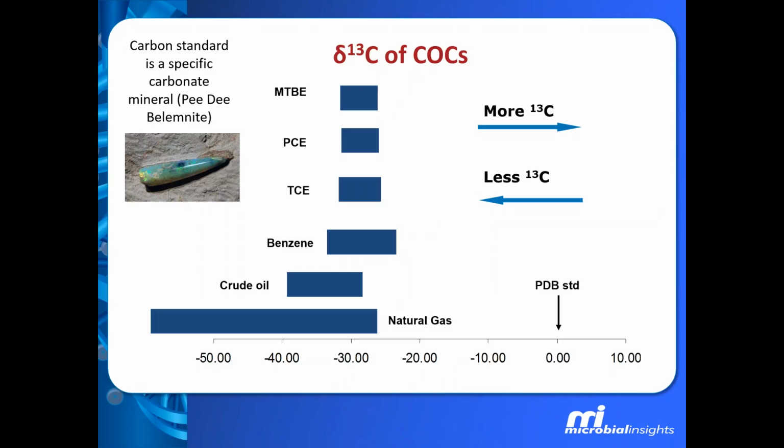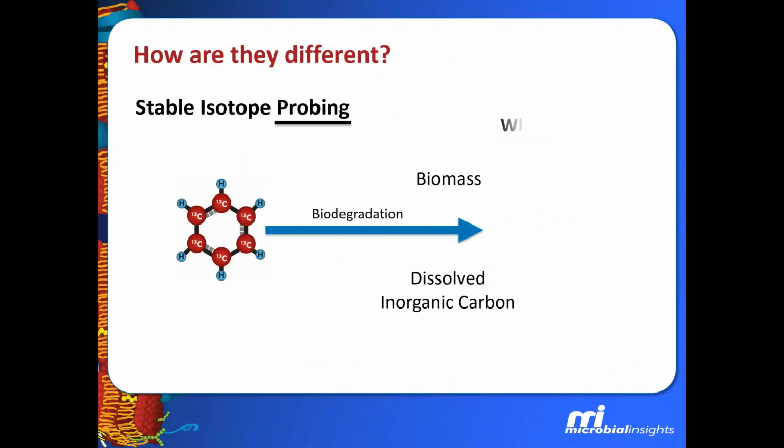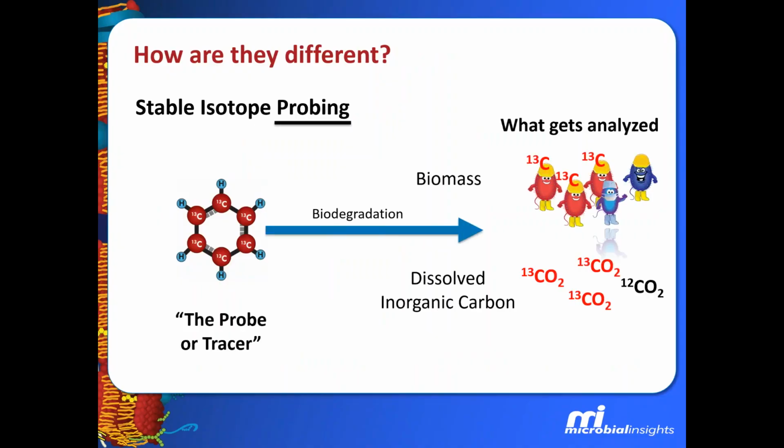Also shown on this diagram are ranges of values for common commercial products as well as natural products derived from hydrocarbons. And those are common del 13C values for these materials. And we'll return to that a bit later. So how are they different?